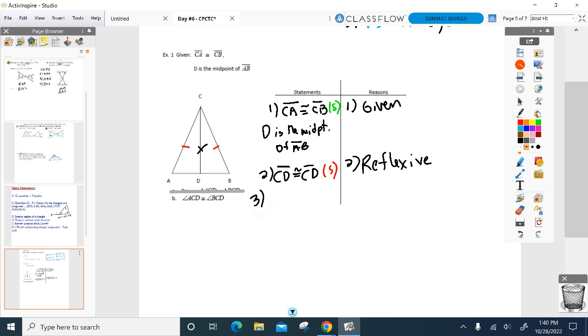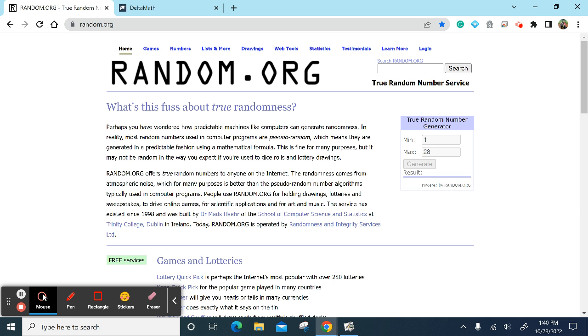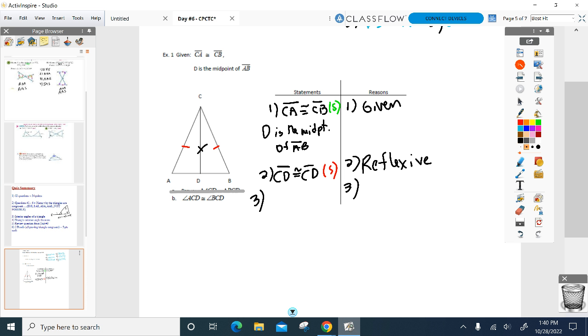I need one more pair of something. Remember, please start using the givens. They're provided for a reason. To read them. 16, what else is true? AD is congruent to DB. How do you know that? Definition. Yep.